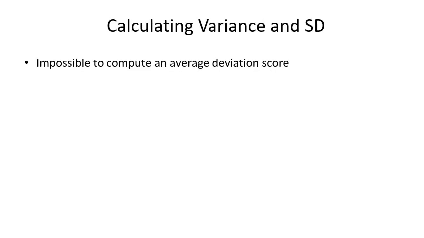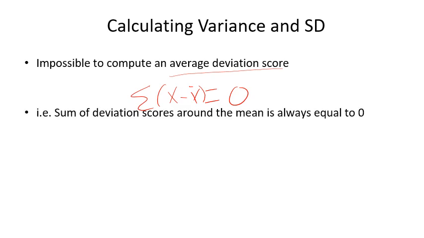Let's get into calculating variance and standard deviation. As we already said when we were talking about the mean and how we took scores from the mean, it's actually impossible to calculate an average deviation score. Like in our example earlier, the sum of x minus the mean is always going to equal 0, whatever our data set is. So we can't use just the average deviation score. The sum is always equal to 0.